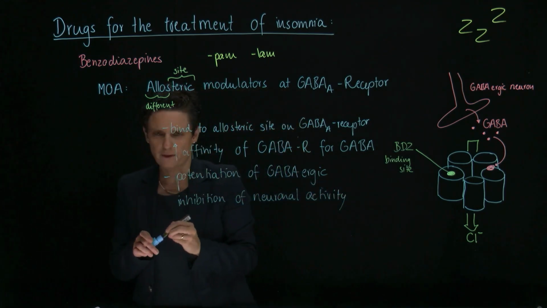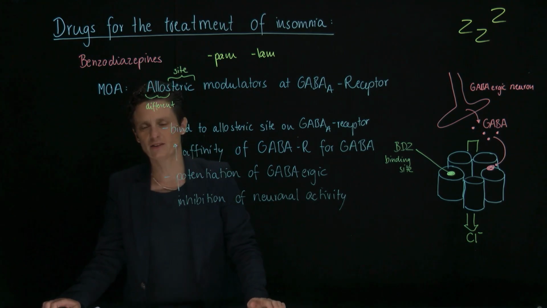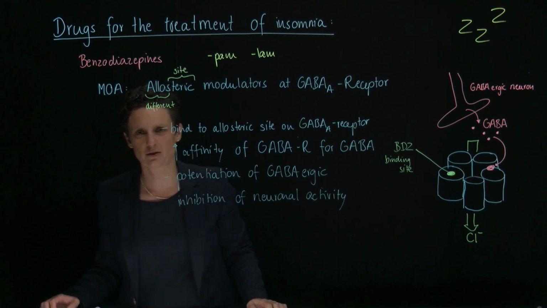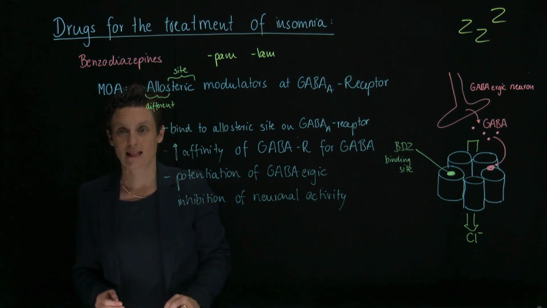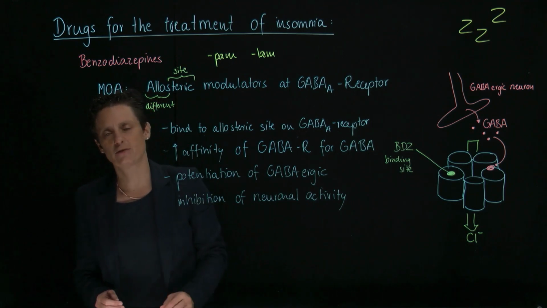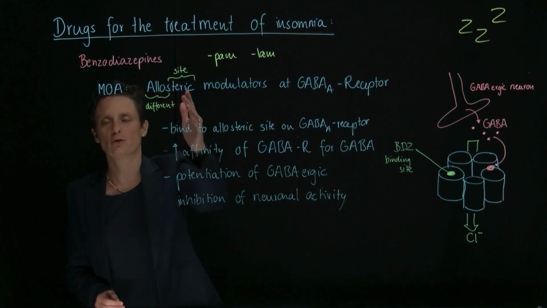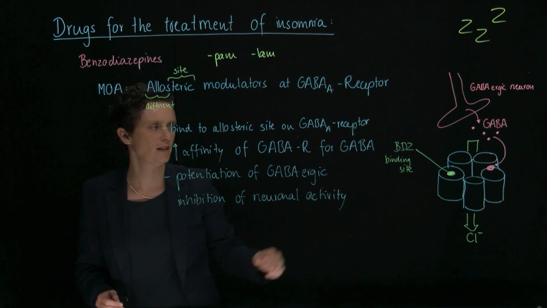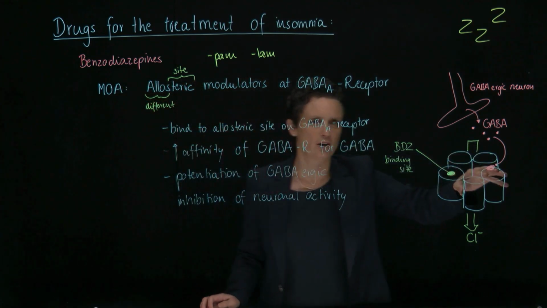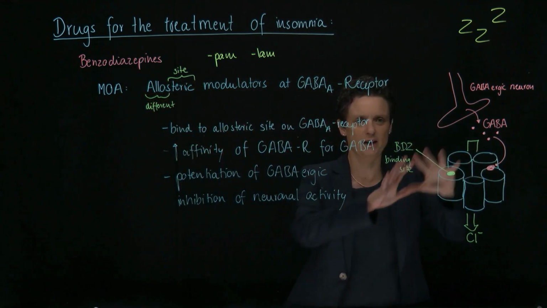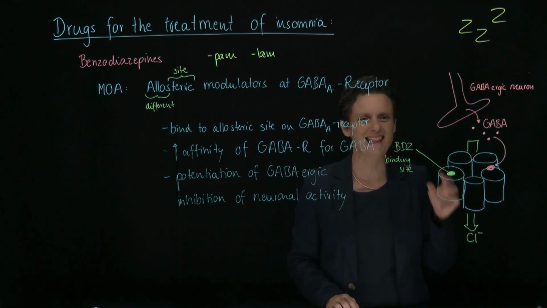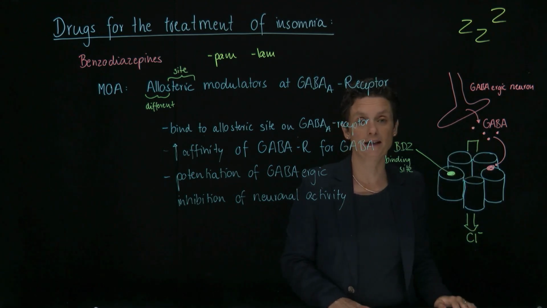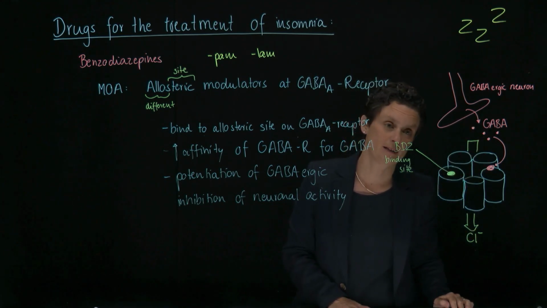Most of the time in pharmacology we are talking about agonists or antagonists, so drugs that stimulate or drugs that block a receptor, and that's different for the benzos. They are so-called allosteric modulators because they don't play around with the same site. They bind somewhere else, do some conformational change, and that changes how GABA interacts with this GABA receptor.